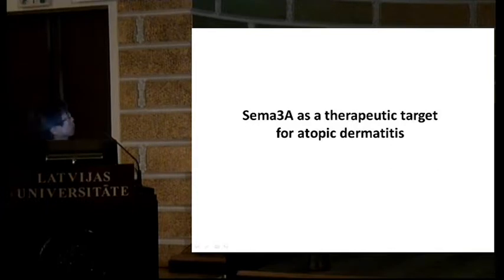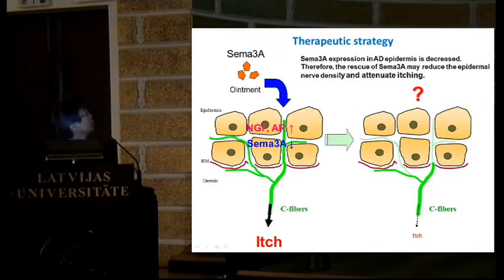From now, I would like to talk about semaphorin 3A as a therapeutic target for atopic dermatitis. Therapeutic strategy: semaphorin 3A expression in AD epidermis is decreased. The rescue of semaphorin 3A function may reduce the epidermal nerve density and attenuate itching.